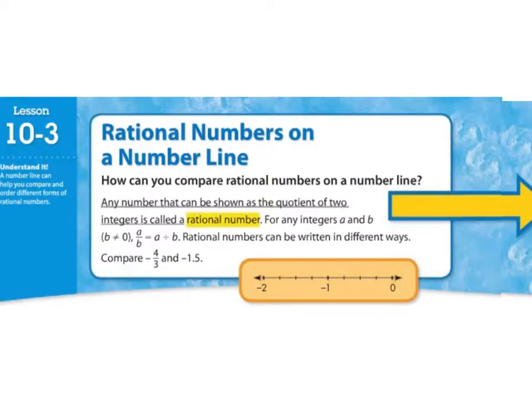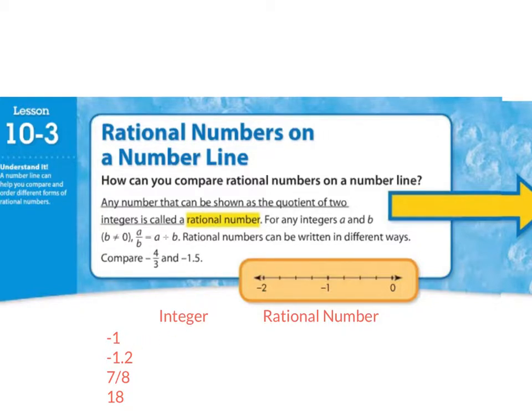Here's our example for rational numbers on a number line. How can you compare rational numbers on a number line? And before I go and read this, I want to show you specifically a difference between an integer and a rational number. Let's see. Integer.